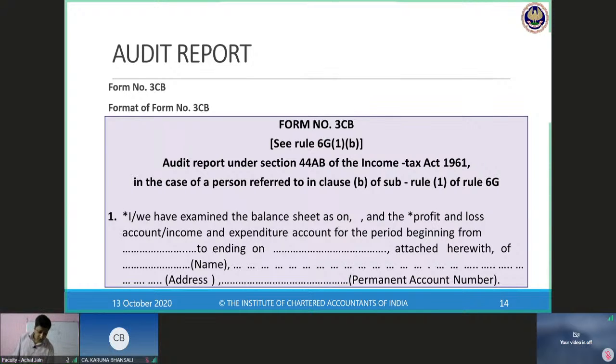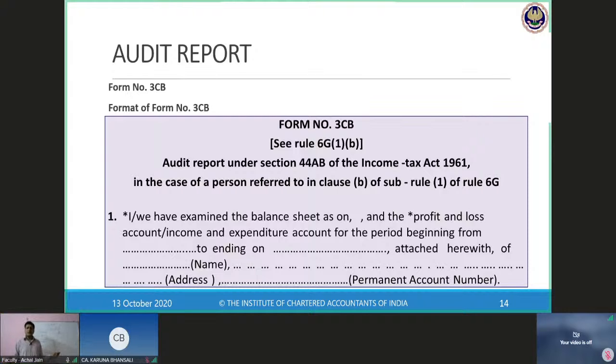Now moving on to this form number 3CB. Let's see how it is different from form 3CA. So we'll now compare this form 3CB with form 3CA. In form 3CB, unlike in case of 3CA, we do not have audited financial statements to start with.